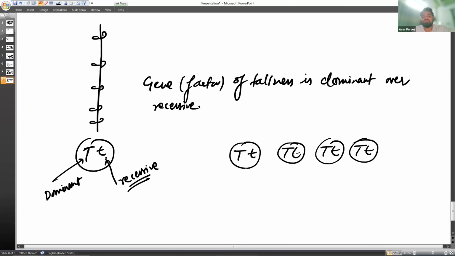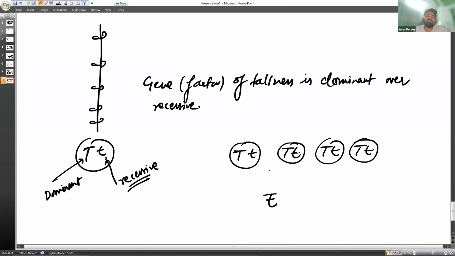Okay. So this is this. And why are they all tall? Still they are going to have capital T and small t, both the gene of dwarfness and tallness. We are not getting any intermediate and we are getting tall. So we can see here that this gene capital T is dominant over the small t, gene of dwarfness. And they are not mixing. He said that they are not intermixing.